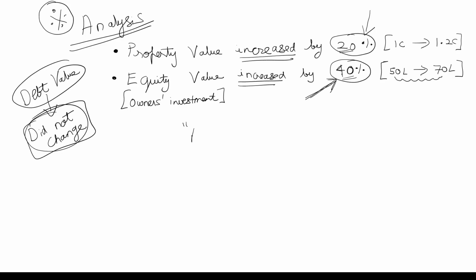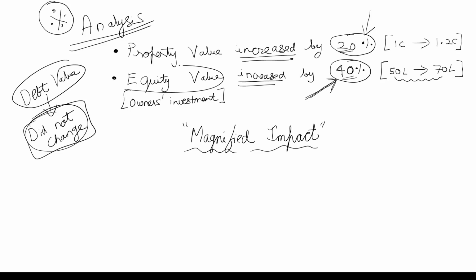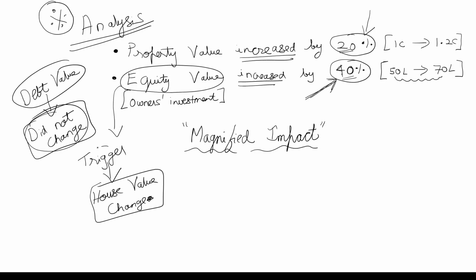I would like to call this a magnified impact. Now, why am I calling this magnified impact? Because if I ask myself a question, why did equity value change? Then I would say equity value changed because there was a trigger. And what was the trigger? The trigger was house value change. When the house value changed, the equity value also changed.